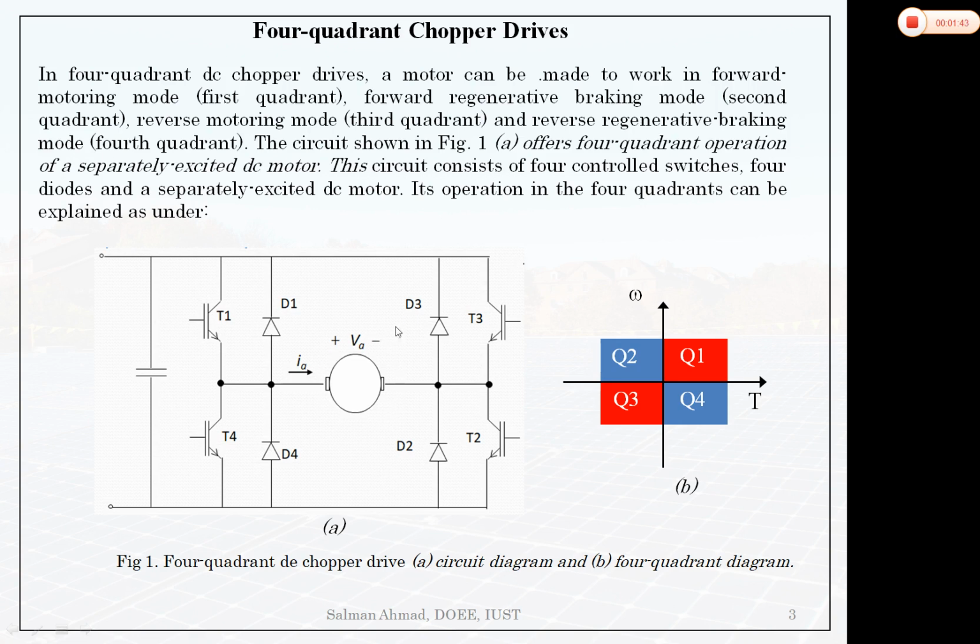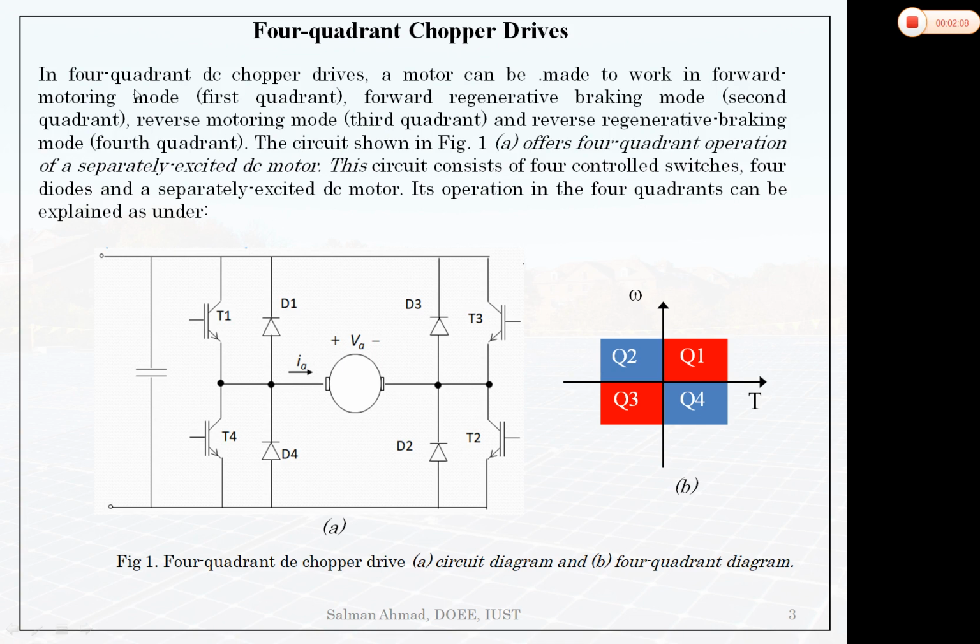As convention, the positive terminal is taken here and the negative terminal here, and the voltage applied across the armature winding of the motor is VA. Current entering into the positive terminal is taken as positive, so this armature current direction I am taking as positive.